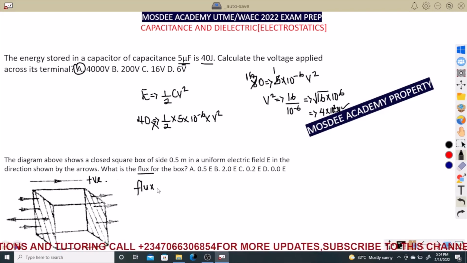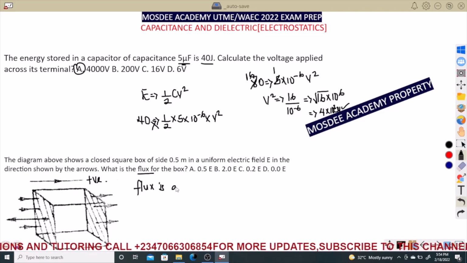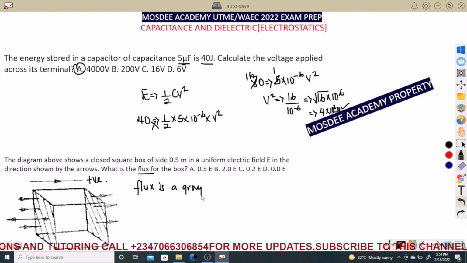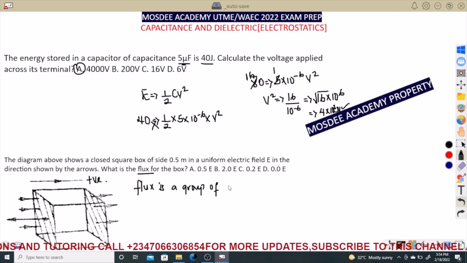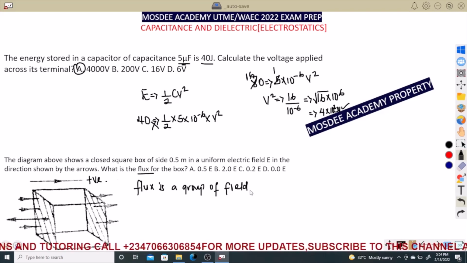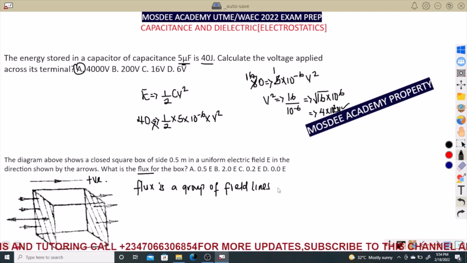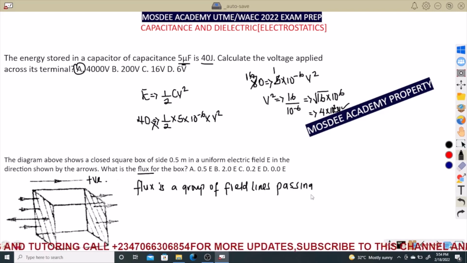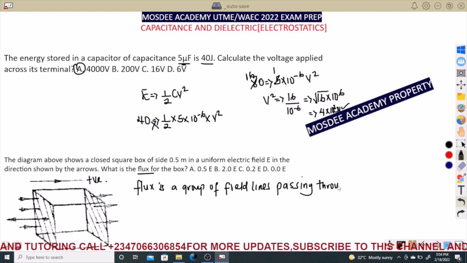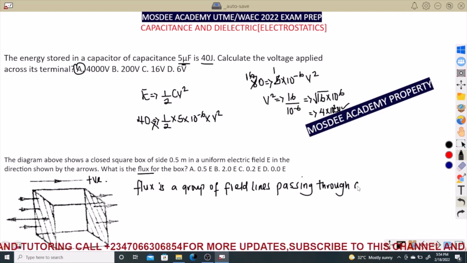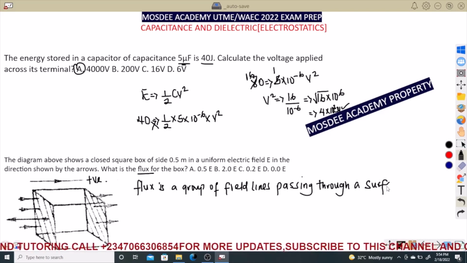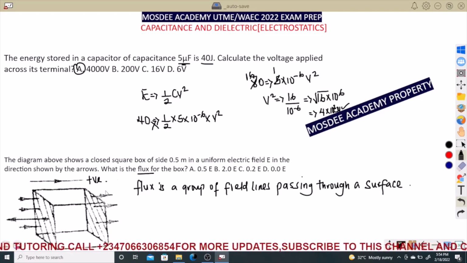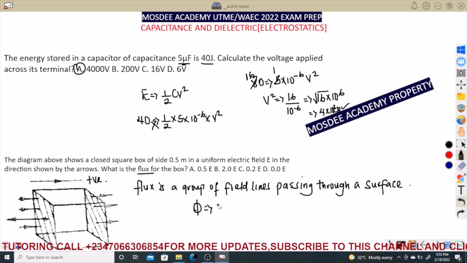Say flux is a group of field lines passing through a surface. You can see these are lines, they are passing through the surface. So it is denoted by the symbol phi, and it is given as EA.